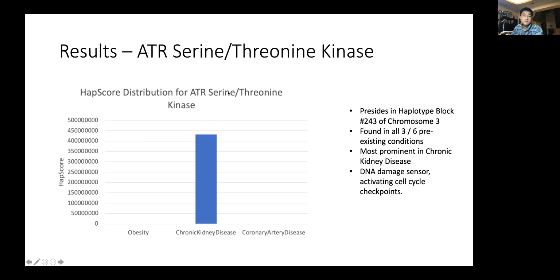So this is a direction for future research. Another half-life block that I found that had a very, very high HAP score with regards to chronic kidney disease is number 243 in chromosome 3. In this half-life block, there's a prominent gene called ATR serine threonine kinase. This gene is primarily responsible for DNA damage sensing, activating cell cycle checkpoints.